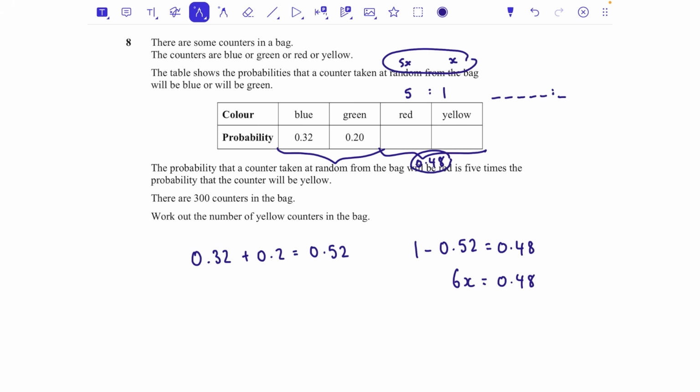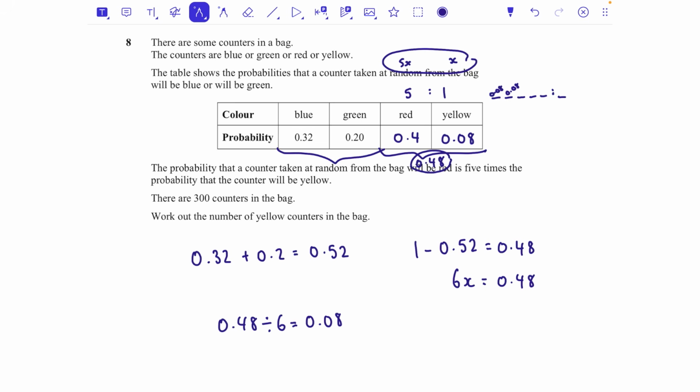So again, we're going to be dividing by 6, sharing it over those lines. Either way, you're going to be doing 0.48 divided by 6, which is 0.08. That goes on each of those little lines, 0.08, 0.08, or you can say x is 0.08. Either way, I get 0.08 there, and 5 lots of that would be 0.40 or just 0.4. So that's going to be your probability of red.